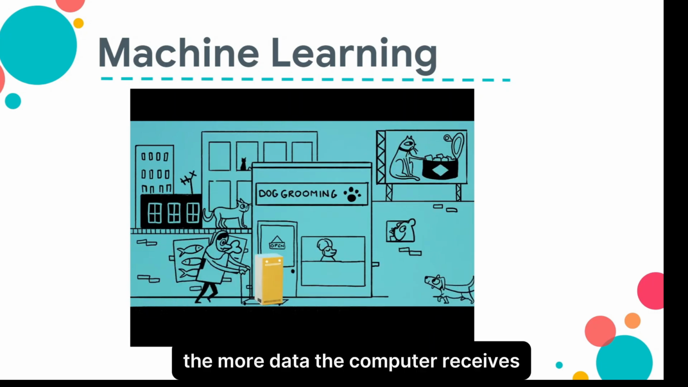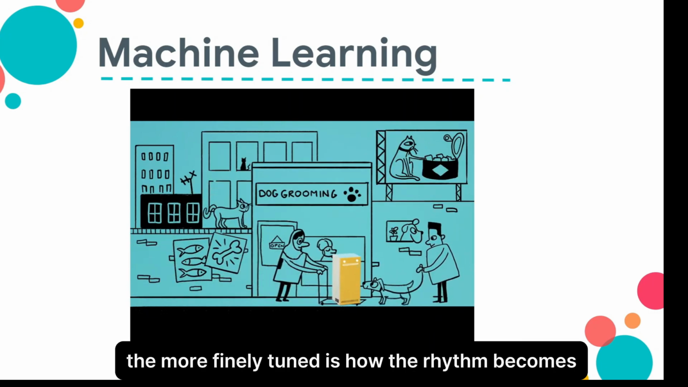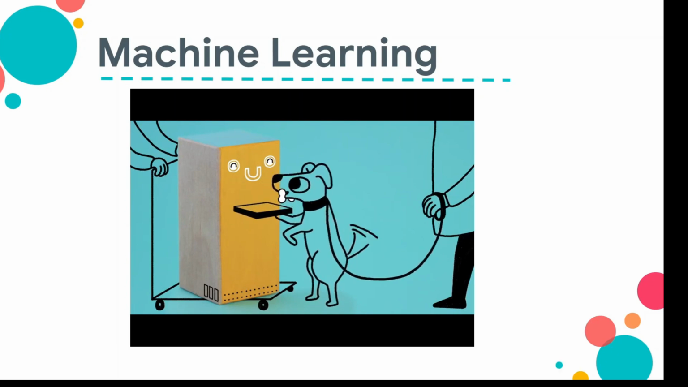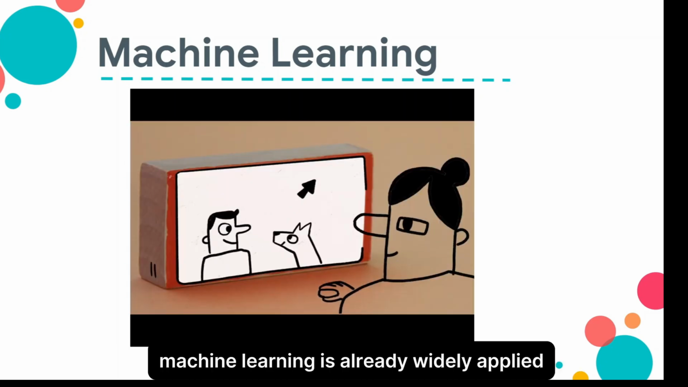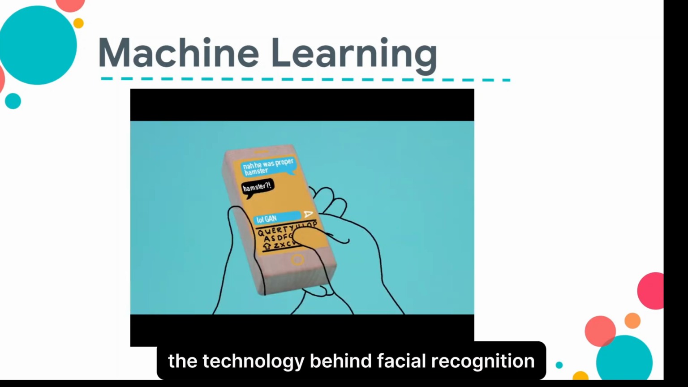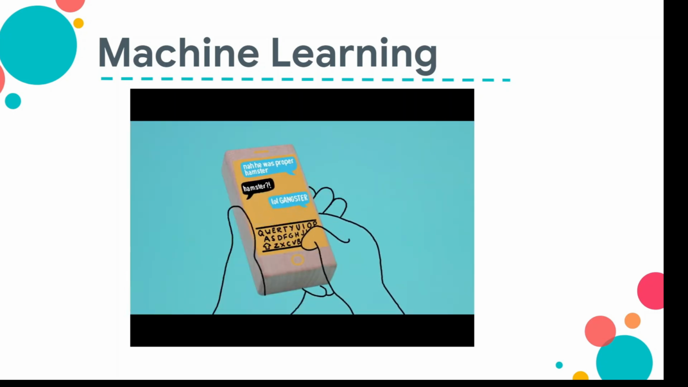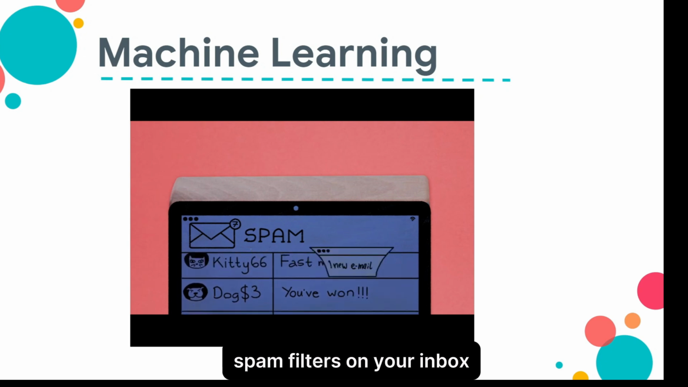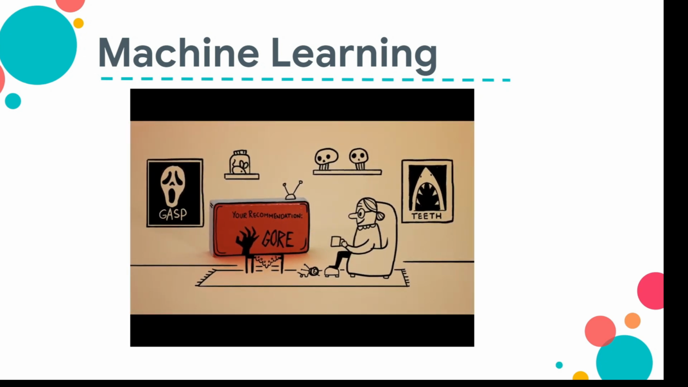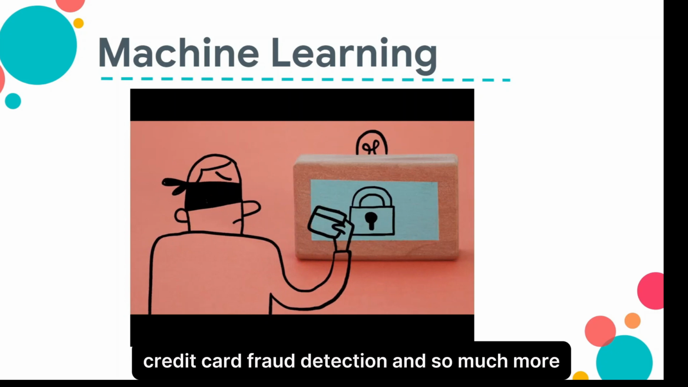The more data the computer receives, the more finely tuned its algorithm becomes, and the more accurate it can be in its predictions. Machine learning is already widely applied. It's the technology behind facial recognition, text and speech recognition, spam filters on your inbox, online shopping or viewing recommendations, credit card fraud detection, and so much more.